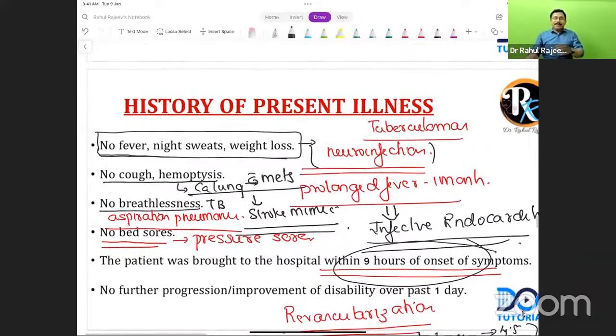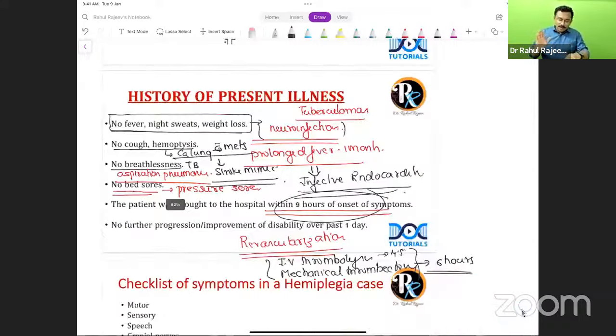And you are examining the patient after 1 day. So this is also important. See, you are examining the patient after 5 days. You are asking the history till the patient came. Don't you want to know in these 5 days, has there been any weakness? Otherwise, when you present to the examiner, you might say that there is severe weakness. Now the patient has improved. You can say that, sir, over the last 4 days his weakness has been improving. So that point also is important as a conclusion statement. No further progression or improvement of disability over the past 1 day. Got it? This is how you present.